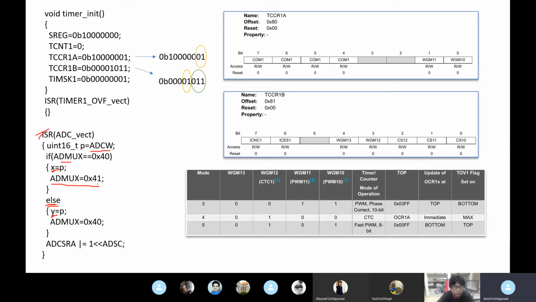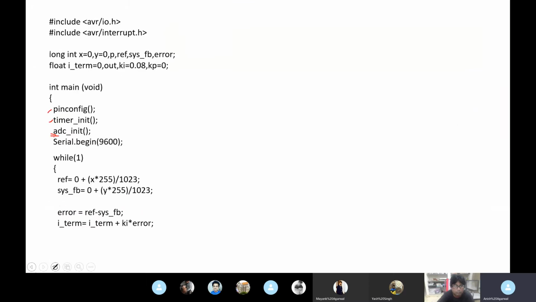Next time we have set ADMUX as 0x41. It will start converting and again store the value in ADCW. The value gets stored in P, and then we are storing it in Y. So remember this now: X has the reference voltage, Y has the feedback voltage. Now this was the part for ADC conversion.